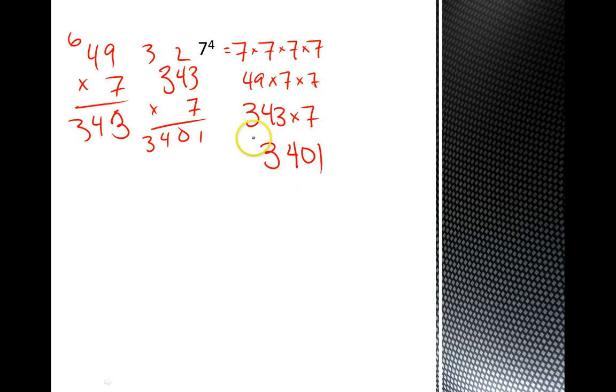2,401. 7 to the 4th power. So that's how we solve it. Write down the number. This is called my base here. So write down your base. This is how many times you're multiplying your base.